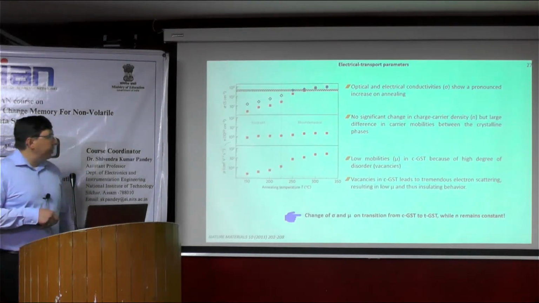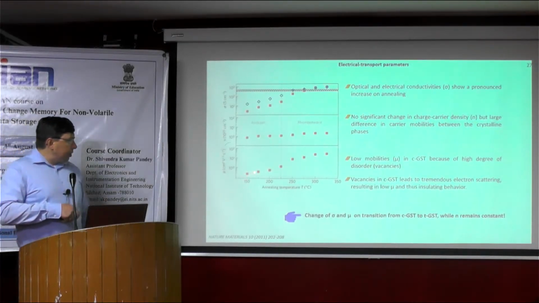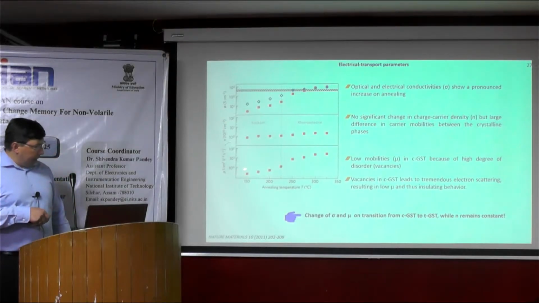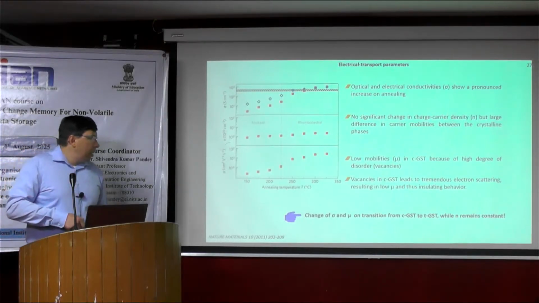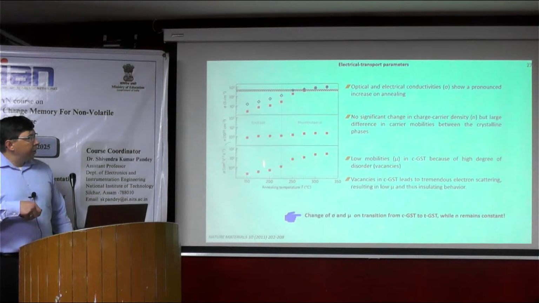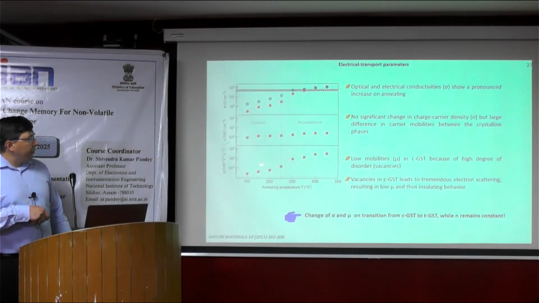And the mobility in GST is also changing with the increasing of temperature. The cubic phase is low mobile, the carrier is low mobile, and as they increase the temperature, it goes to the stable trigonal phase. And what you should also know is that the vacancies in this system lead to tremendous electron scattering, and it results in low mobility and thus insulating behavior. So again, here they have a disordered sublattice or disordered vacancies, and here they are more ordered.